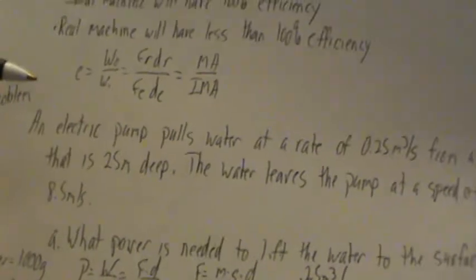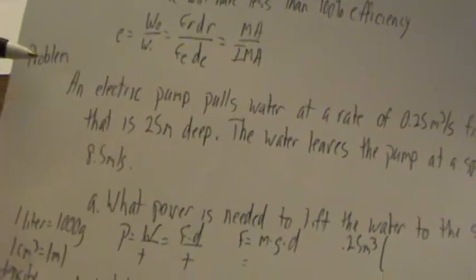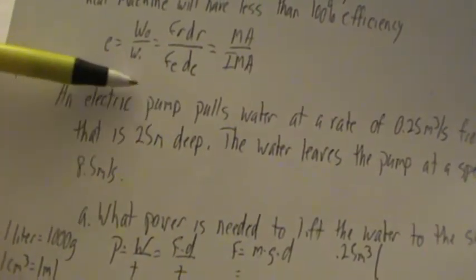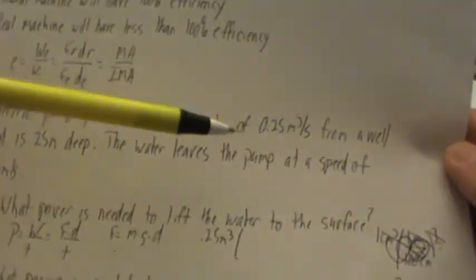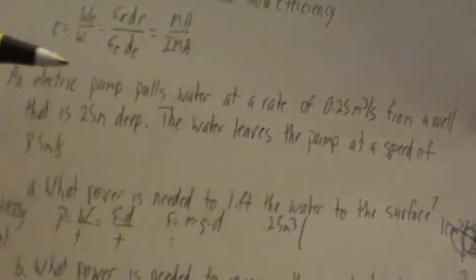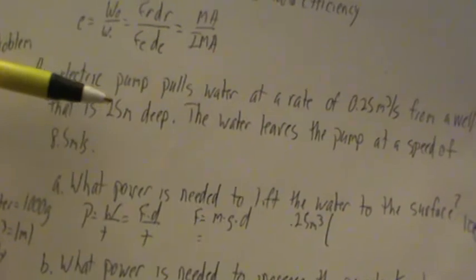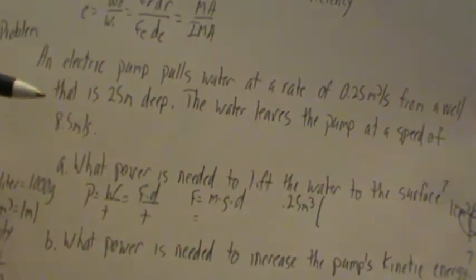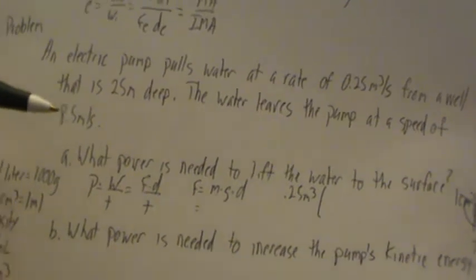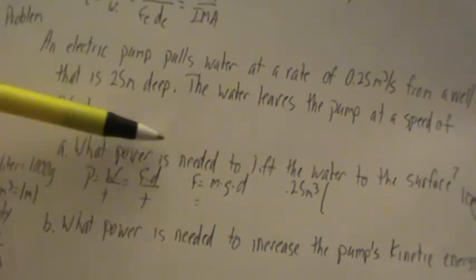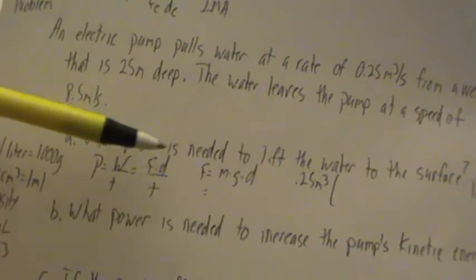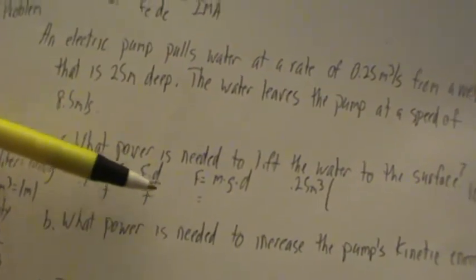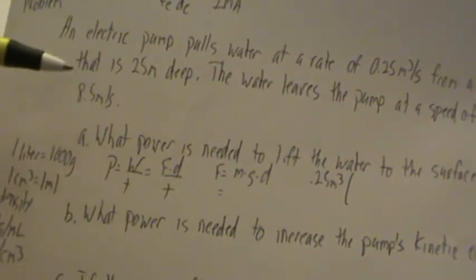So what we're going to do today is look at this problem. An electric pump pulls water at a rate of 0.25 cubic meters per second from a well that is 25 meters deep. Water leaves the pump at a speed of 8.5 meters per second. So problem A: what power is needed to lift the water to the surface? I ran out of space here to show this, so I'm going to do this on a different piece of paper.